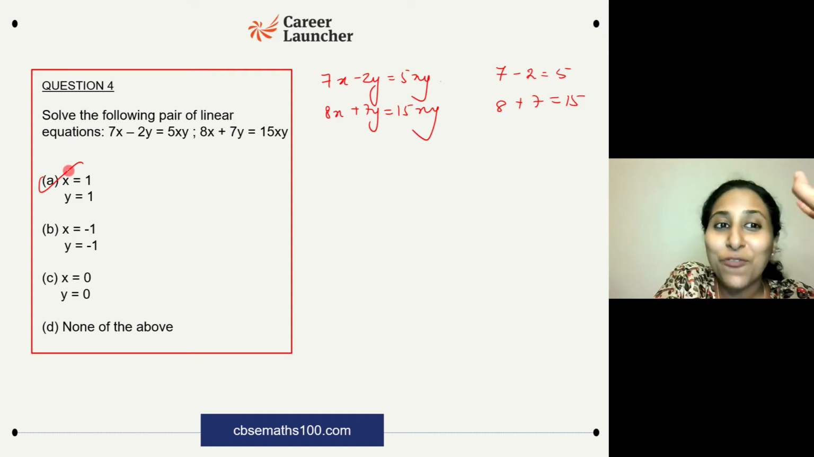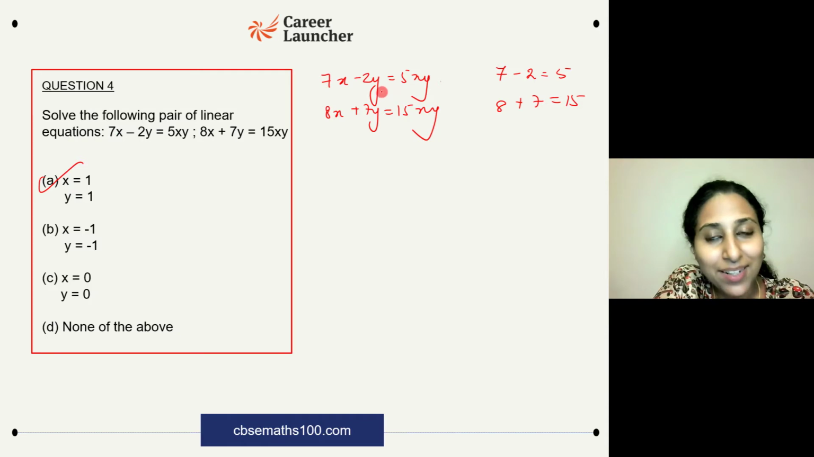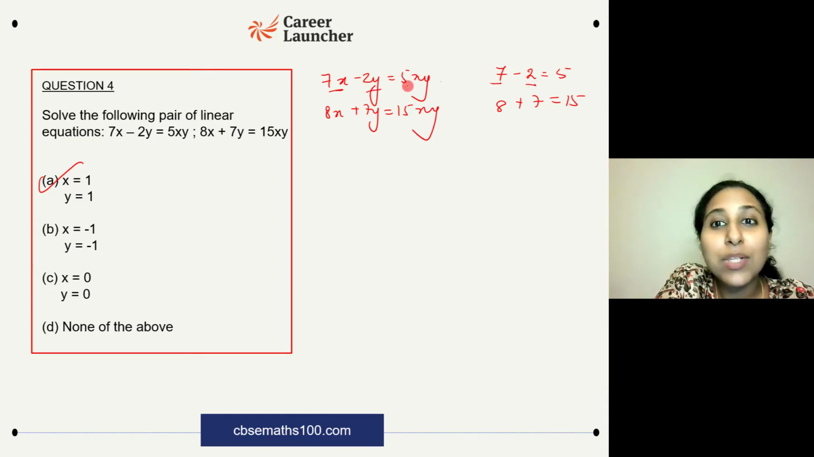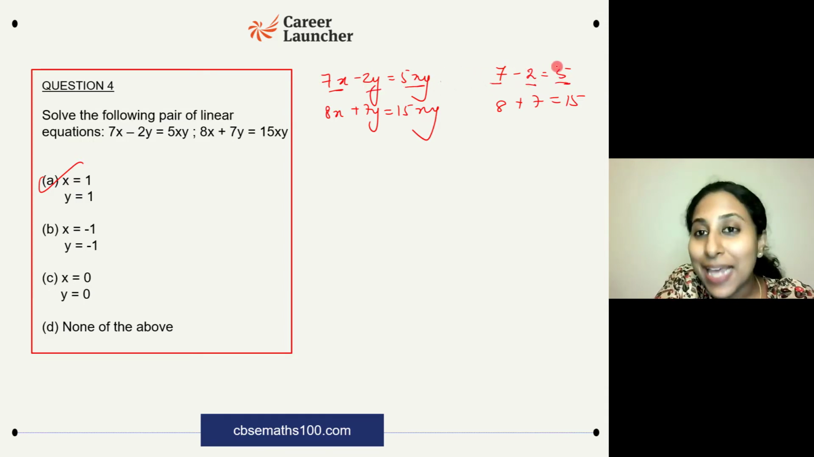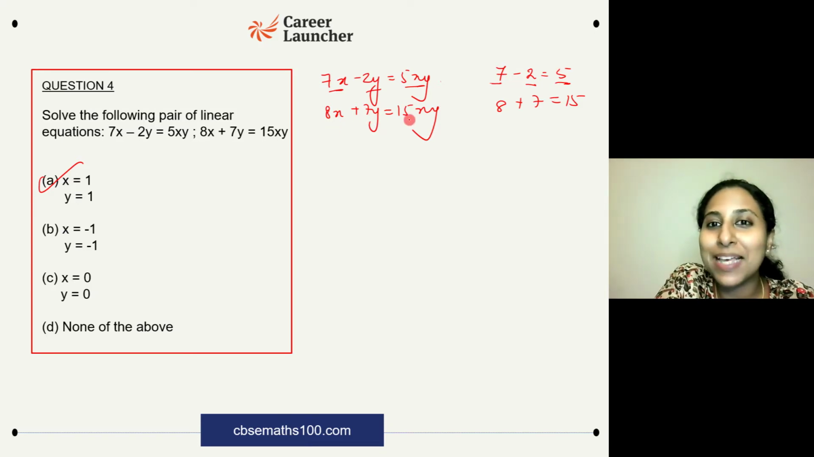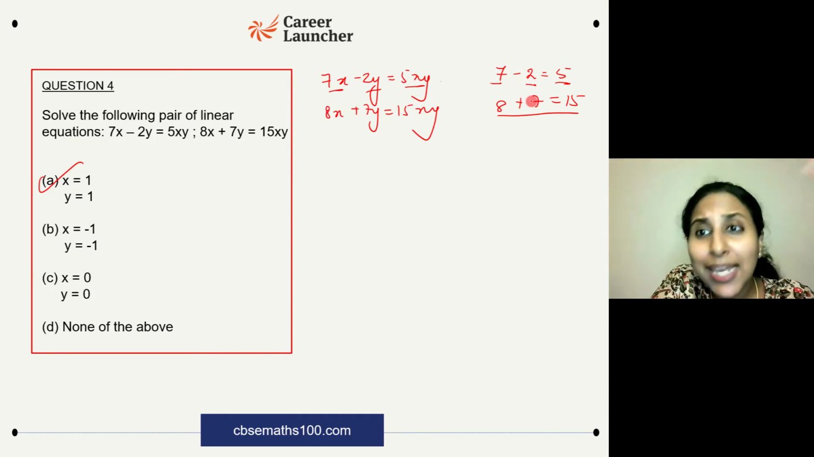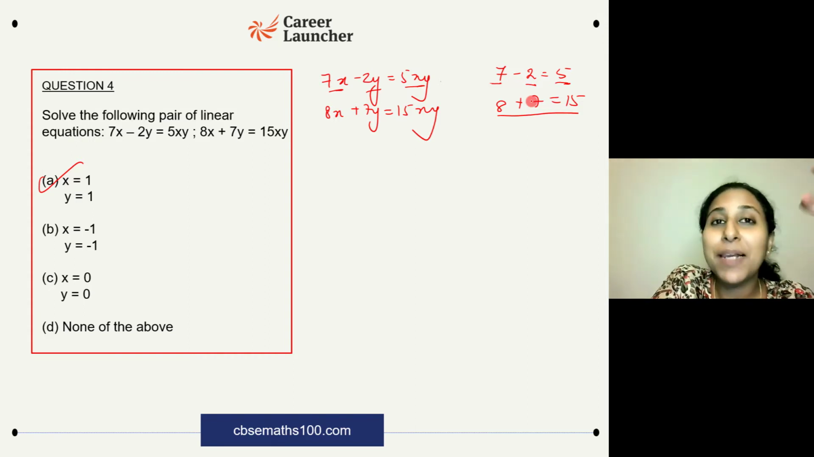Are you following this? We are just substituting the value of x as 1 and the value of y as 1, checking what the value would be. You get the left-hand side as 7 into 1, which is 7, minus 2 into 1, which is 2, equals 5 into 1 into 1, which is 5. Same goes for the second statement: 8 into 1 plus 7 into 1 equals 15 into 1 into 1, which implies 8 plus 7 is 15, which is again true. So the answer has to be option A. This is possible here because the options are quite easy. Even if A did not work out, you would have checked with B and C and solved this quite simply.